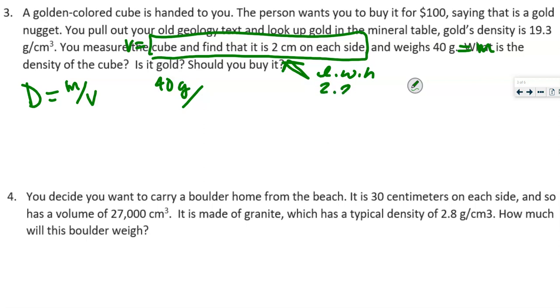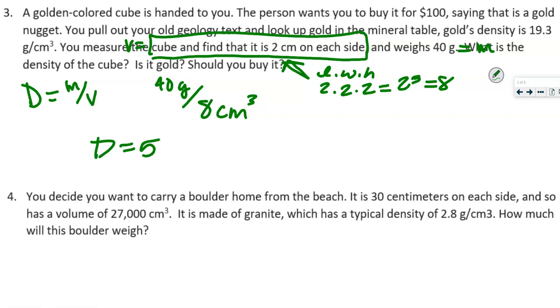So it's going to be 2 times 2 times 2, or 2 to the third, which is 8. So this is going to be divided by 8, and this is centimeters cubed. Yes? Okay, so our density is going to be 5. If we divide 8 into 40, that's 5, right? Grams per centimeter cubed. So that's less than 19.3, right?